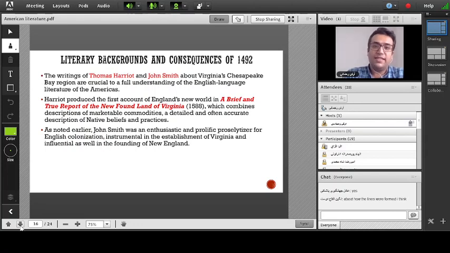Now, I told you at the beginning of today's session, I talked about John Smith and the influential book that he wrote for the inexperienced settlers in New England. I told you that this book was influential because it talked about justifying the settlement of Europeans in America. Now, John Smith had a friend called Thomas Harriot. He was also a very influential figure, so you have to know about him too. Harriot produced the first account of the life of English people who had immigrated to America.